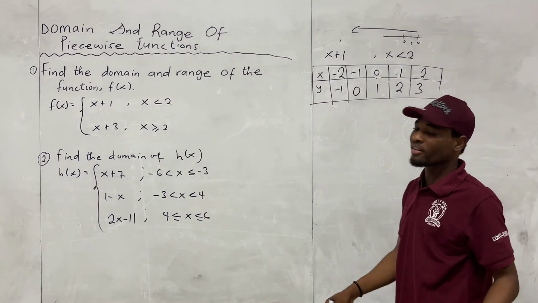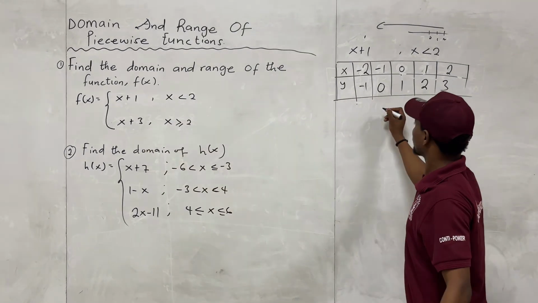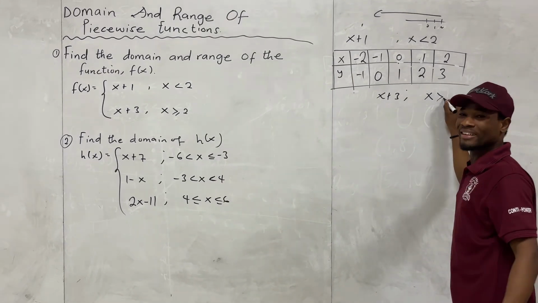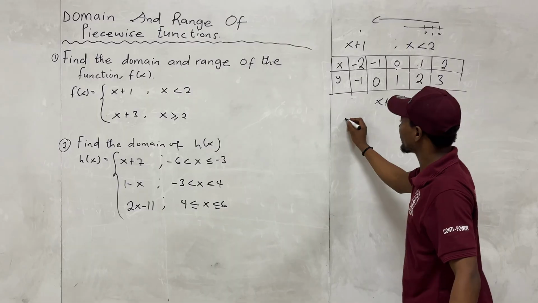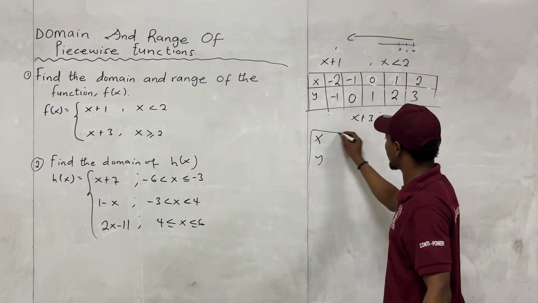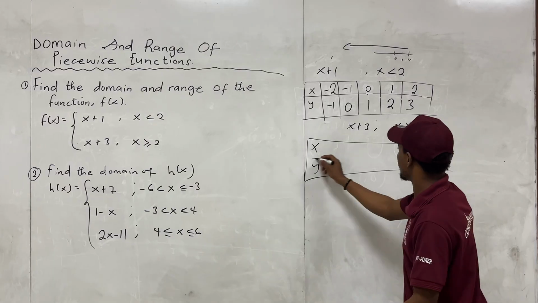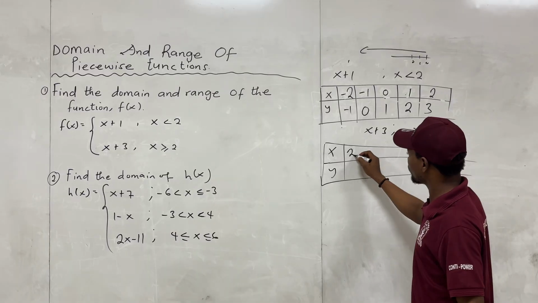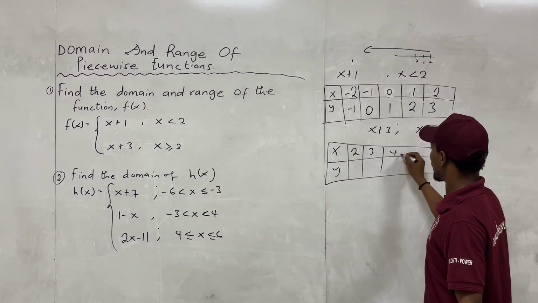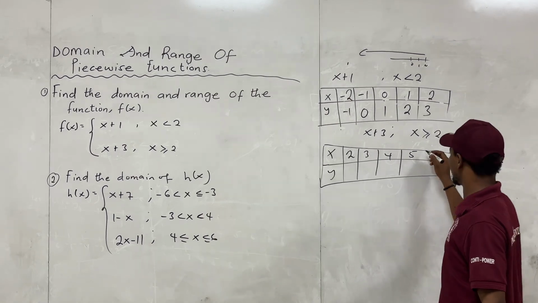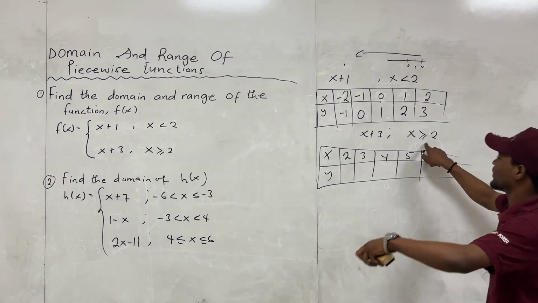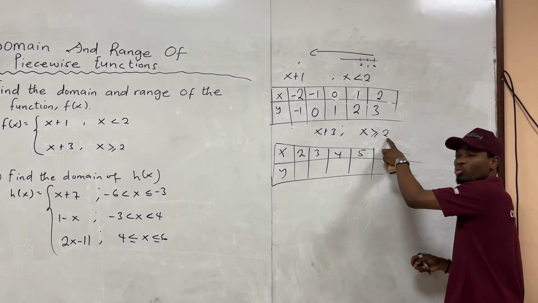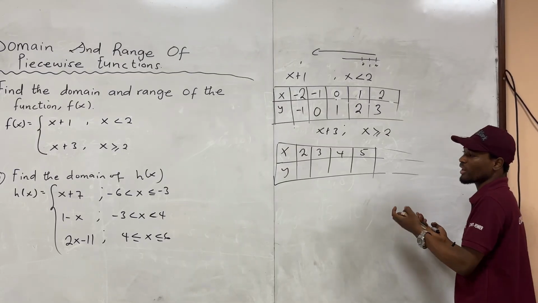Okay, then for x plus 3, what do we have? We have x is greater than or equal to 2, right? So I need my x and my y coordinate this way. So I'll start from 2, right? So I have 2, then 3, 4, let me end at 5, okay? Then to somewhere positive infinity. Do you get that? It will start from 2, then to somewhere positive infinity. Okay, so let me end at 5.